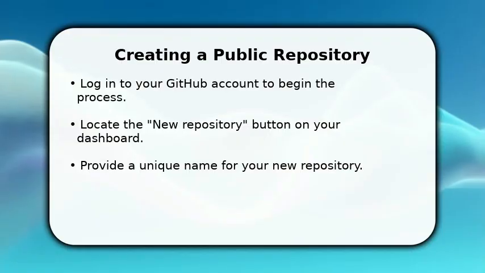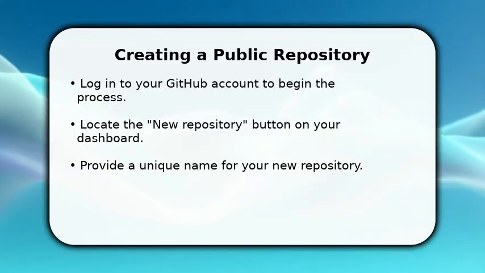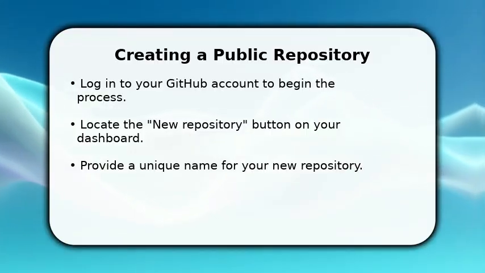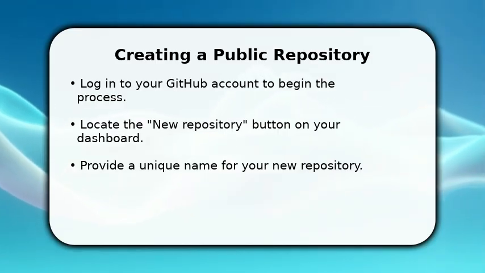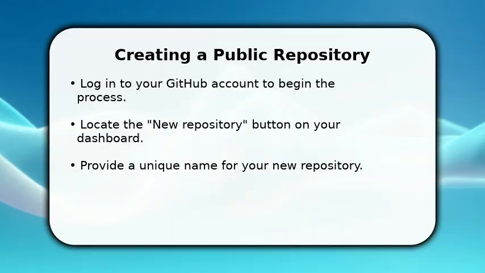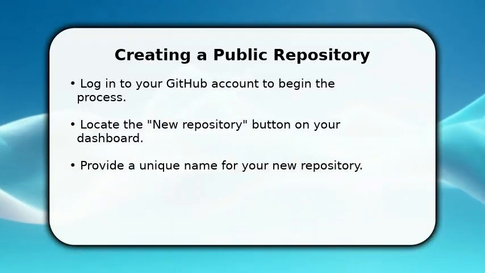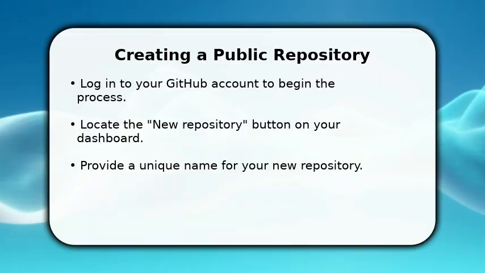Enjoy the video. In this video, I will explain how to create a public repository on GitHub. First, ensure you are logged into your GitHub account. Once logged in, navigate to your dashboard. You will find a prominent New Repository button, typically on the left sidebar or near the top right. Click this button to start.